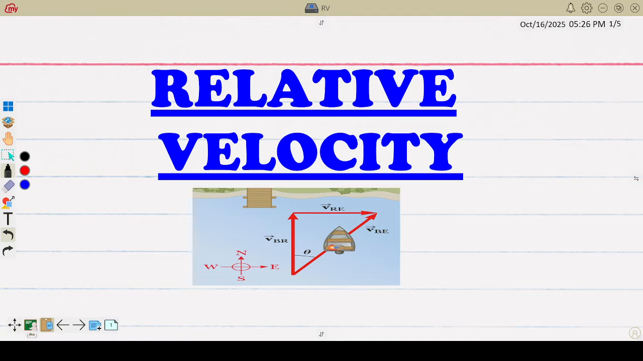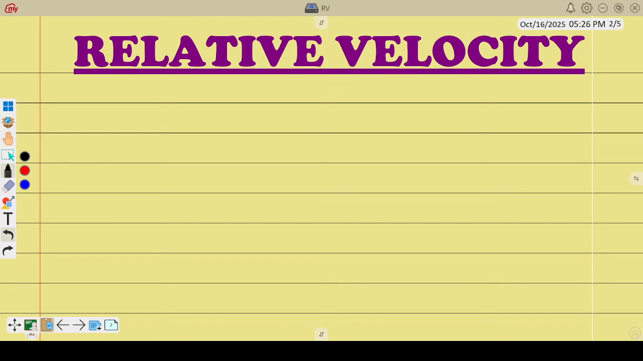Today we're going to look at relative velocity. So to start with, what is relative velocity? Whenever you see the word relative, it means that we are comparing usually two things. Now, in this case, we are saying relative velocity, meaning we'll be comparing two velocities.